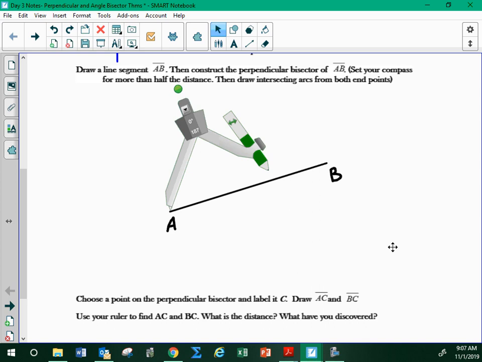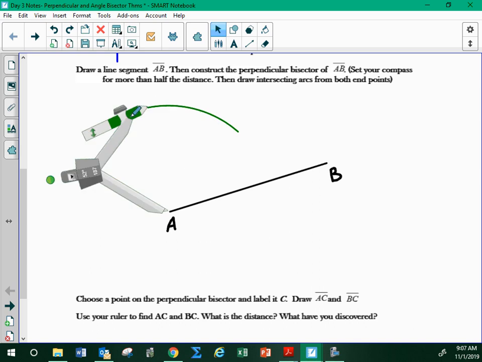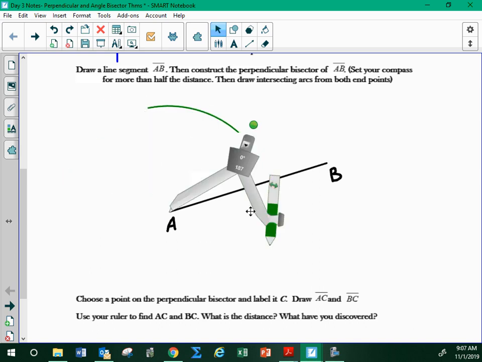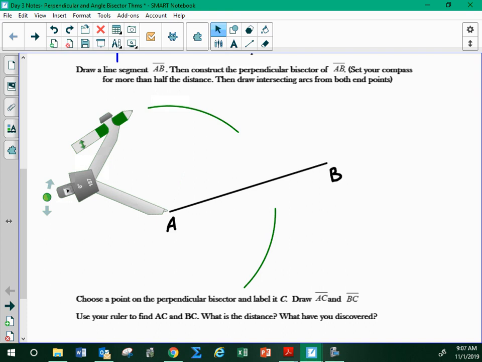The reason we have to have it more than half is because we're going to draw arcs and we need them to intersect. If you go half or less, then it's not going to intersect enough. So that's why we go more than half. So what we do is take the pointy black end and put that on point A. Now we are going to draw an arc above your segment and below. You don't need to connect it now. So again, above and below.